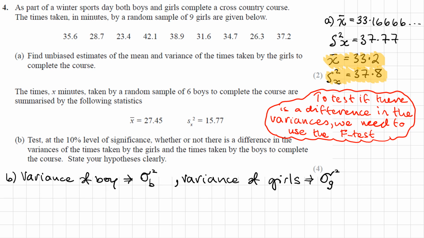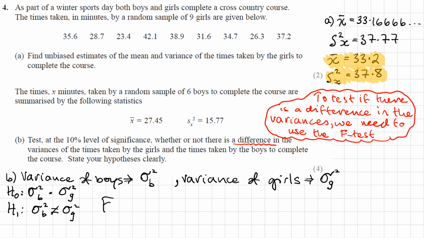So the variance of the boys is going to be represented by sigma squared sub b, and the variance of the girls sigma squared sub g. Now H0 is going to be, and it always is, that there's no difference between the variances. So I'll just put the variance of the boys is equal to the variance of the girls. And because I'm looking to see if there's a difference, not whether one is greater or less than the other, H1 is going to be that the variance of the boys and girls is not equal to each other. Now we need to calculate our test statistic.